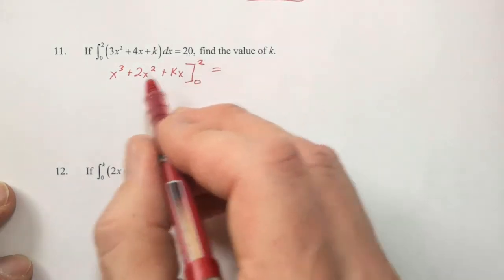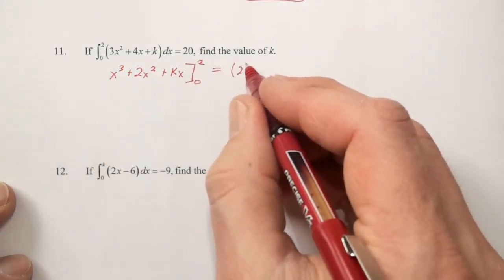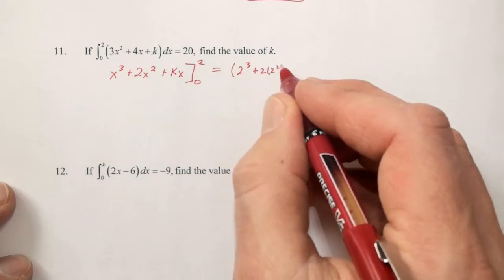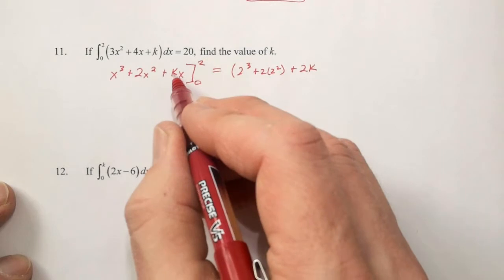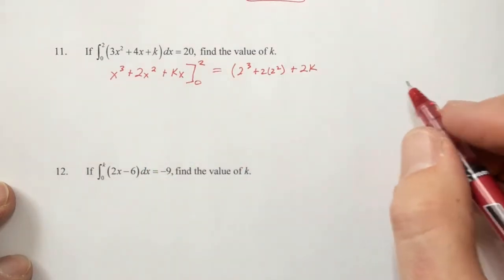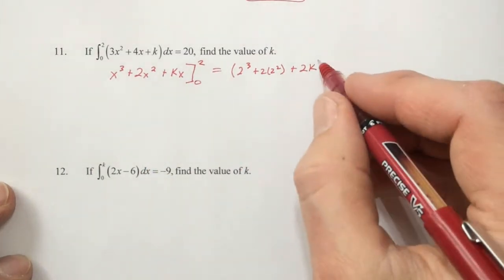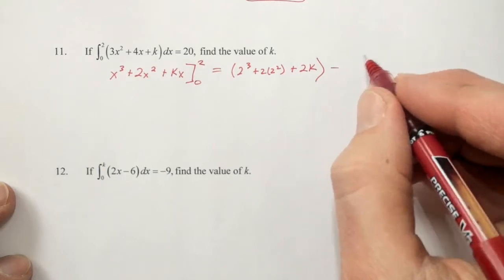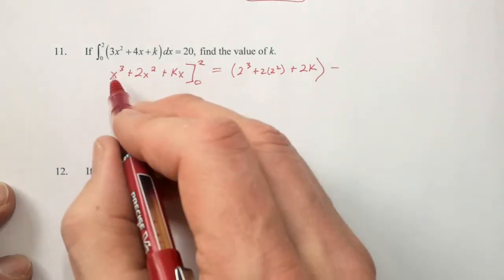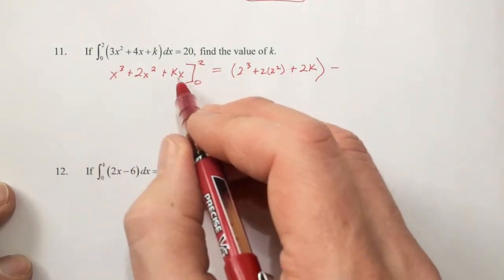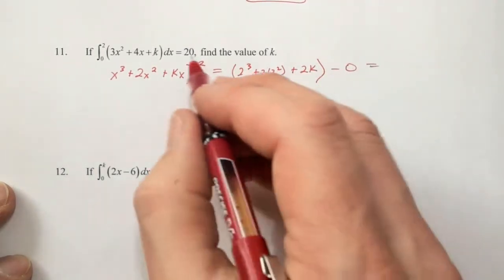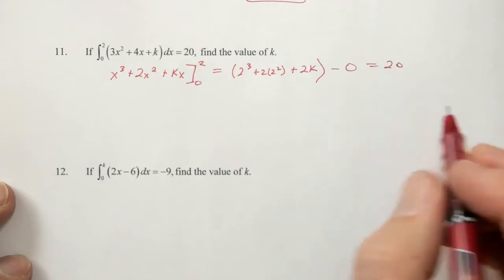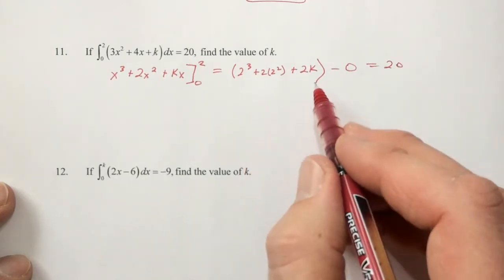First we plug in 2. That gives us 2 cubed plus 2 times 2 squared plus 2k. X is 2. K stays there. 2k. That's fine. We're trying to figure out what k is. When we plug in 0, well, this is what's great about 0. 0 cubed, 0 squared, 0, it's all 0. Now that we've plugged in our values, I'm going to set it equal to 20. We have an equation. We can figure out what k is.